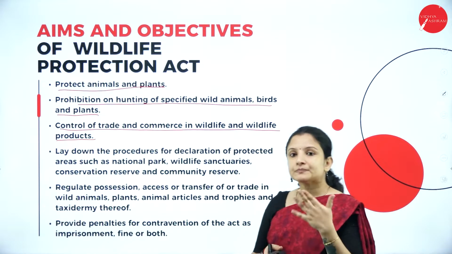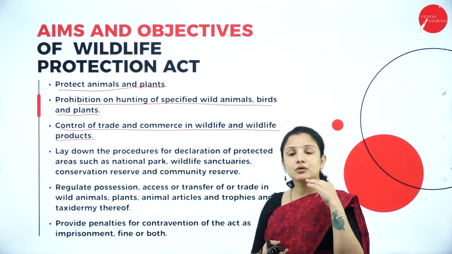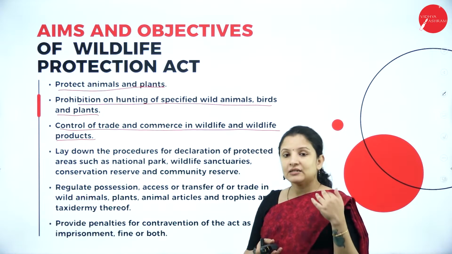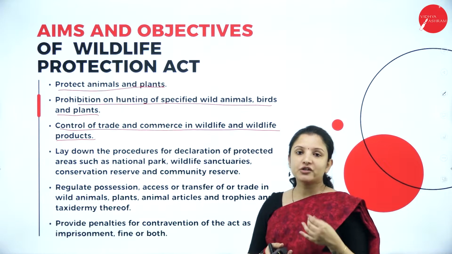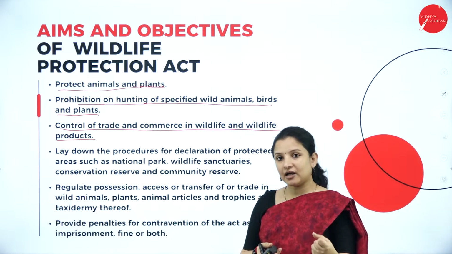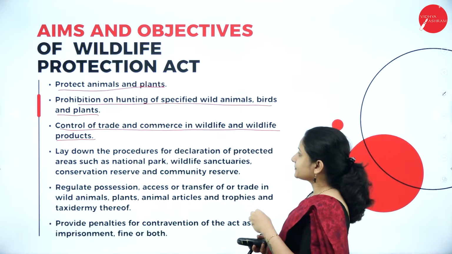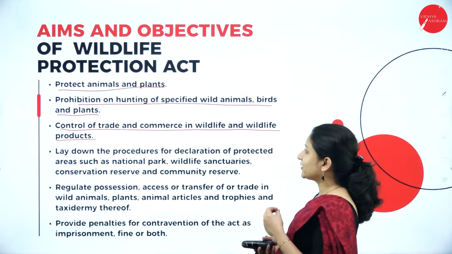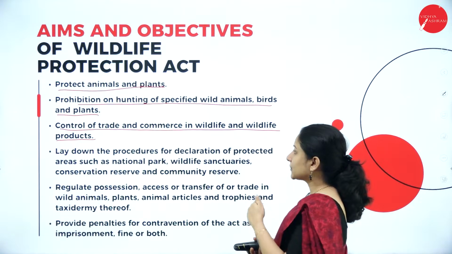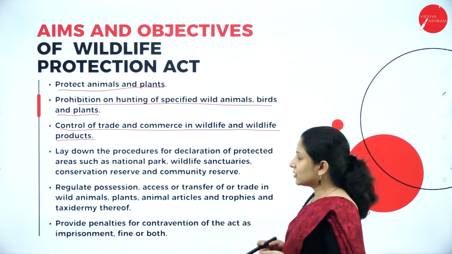Otherwise, what happens? Say for example, the trade of some of the lizards is too much. Why? Because it is said that the lizards have some medicinal properties. The trade of the elephant tusk is also too much because elephant tusks are quite costly, and the ivory of the elephant tusk is actually used in making a lot of artifacts, or craft material. So that is why it is of great demand, and illegally a lot of trade is going on. Therefore, the trade and commerce in wildlife and wildlife products have to be curbed.